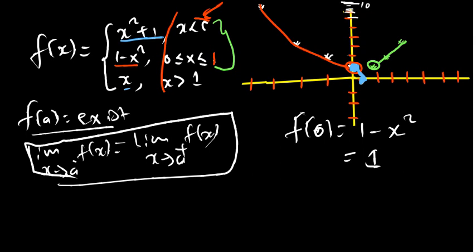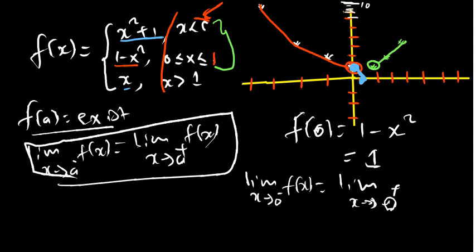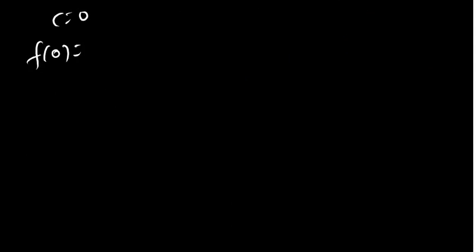Then another condition is the limit as x approaches the same c, now from the left side. So c, which is 0, from the left side of f of x has to be equal to, if this condition is going to be satisfied, then we are going to say that this function is continuous at this point. So now let's see.